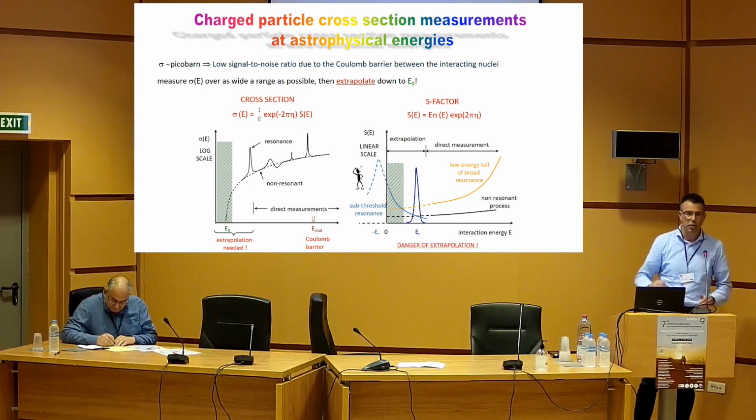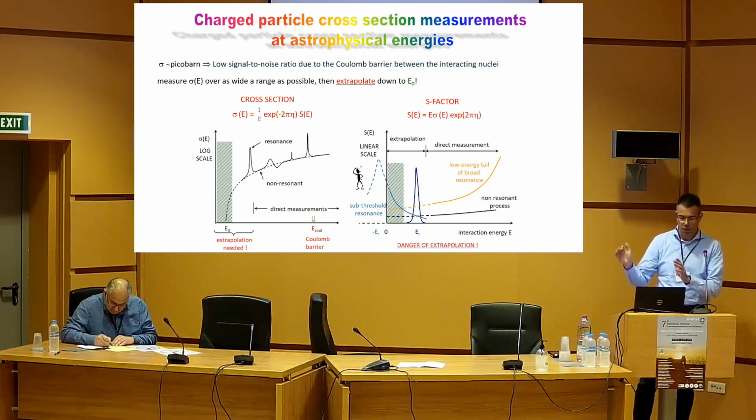A very convenient way to perform this extrapolation is to factorize the cross-section in terms of a geometrical term, this 1 over E, then to put all the Coulomb suppression factor inside this factor here, and to leave all nuclear physics inside the astrophysical S factor. In this way, we have a more linear behavior of this parameter, and we have a less dangerous extrapolation when we go to the range of astrophysical interest.